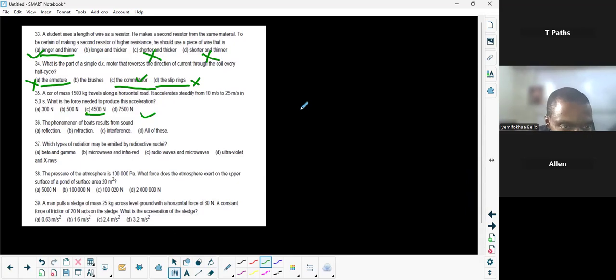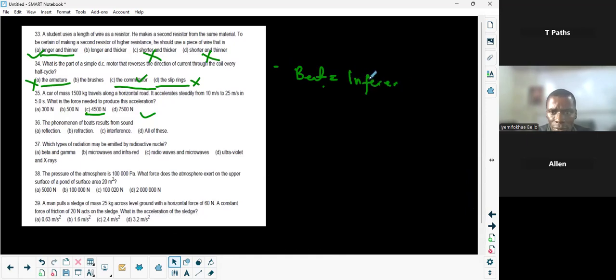Reflection is a property of sound, where you experience echo and vibration. Refraction of sound, you have interference. But when it comes to beats, the phenomenon of beat is as a result of what? Interference. It's as a result of interference.